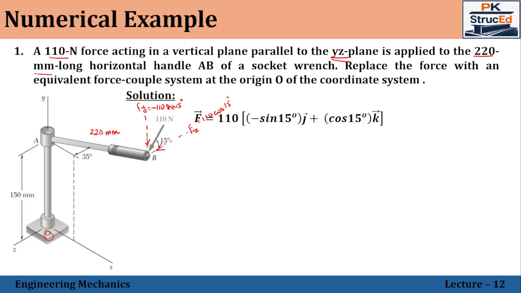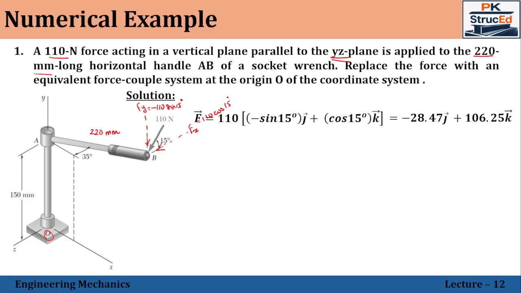That's what has been written here. So 110 into minus sine 15 j vector, since it is acting in the y direction and in the downward direction, and cos 15 k vector, since it is acting towards the positive z axis. So solving this one, you'll get the force vector as minus 28.47 j vector plus 106.25 k vector.